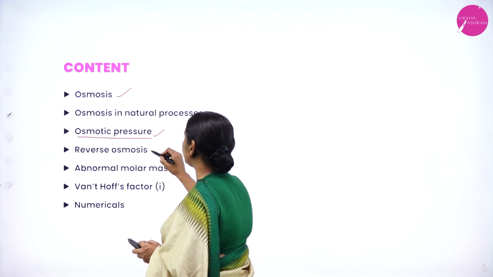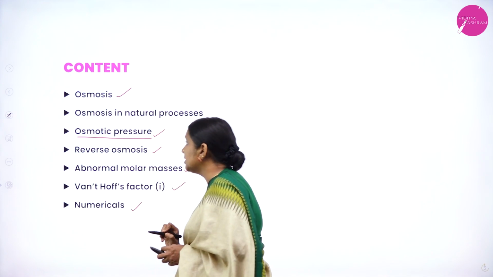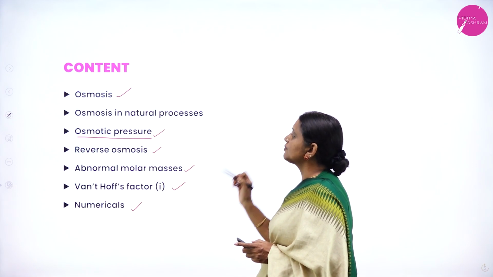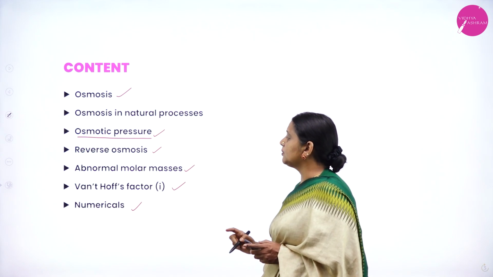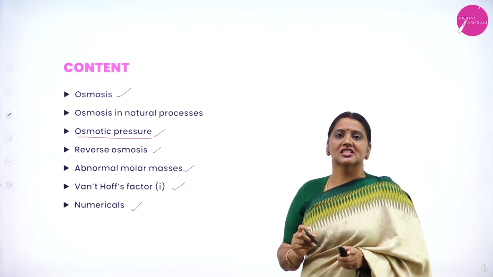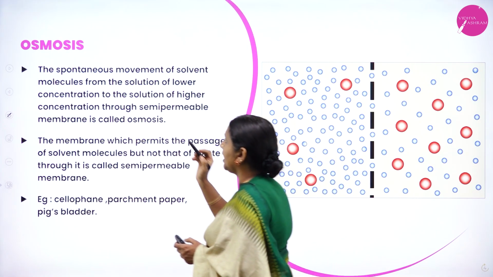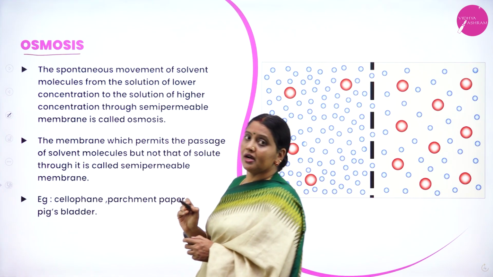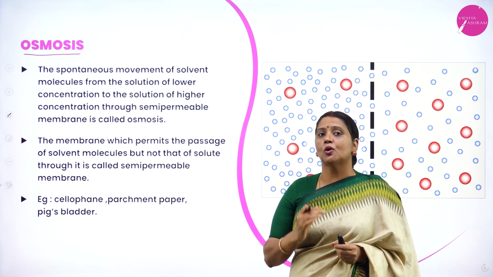In this session, I am going to explain osmosis, osmosis in natural processes, osmotic pressure, reverse osmosis, abnormal molar masses, the van't Hoff factor, as well as solve some numericals related to colligative properties. First, I am going to explain what exactly osmosis is, and why you require the osmosis process to explain osmotic pressure.